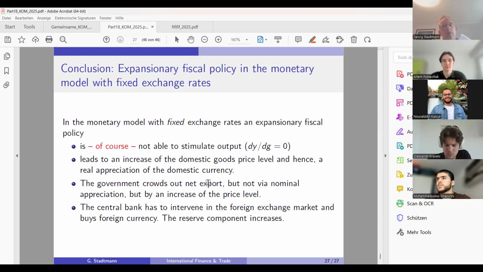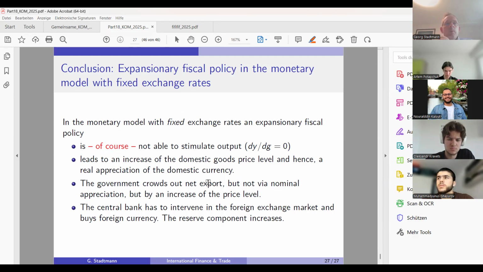So let's conclude. In the monetary model with fixed exchange rates, an expansionary fiscal policy is of course not able to stimulate output. So dy/dg is equal to 0. Output is not affected because output is capacity constrained. And we did not calculate this multiplier at all. We do not put y on the 3-axis because we know that GDP is constant.